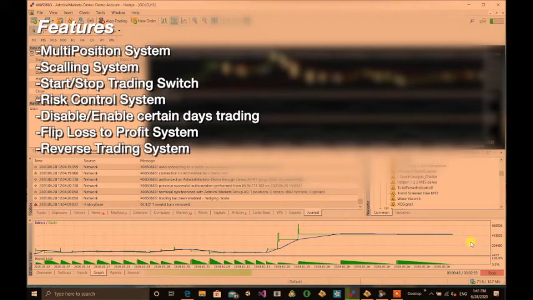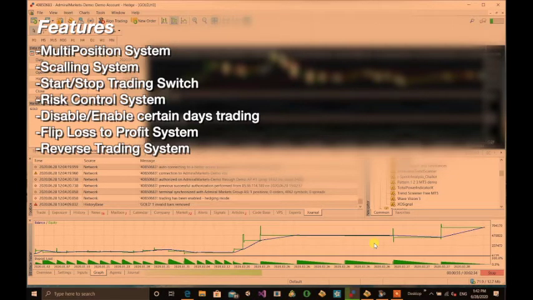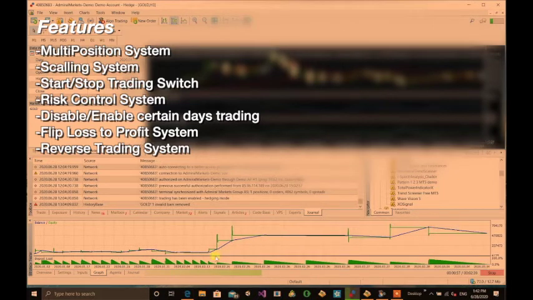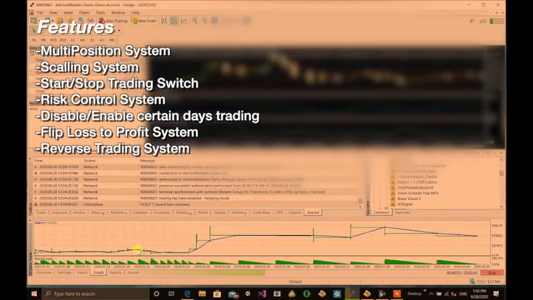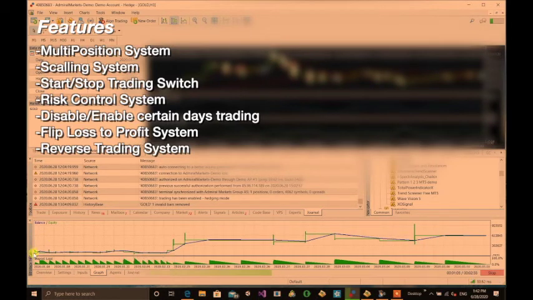Now this multi-position system always takes advantage of the current balance. So here we had a balance of say 100,000. It will use the 100,000, 131,000, to do more positions. Here maybe it was doing only two positions, three positions. Now when I got 130,000, I was taking more positions.